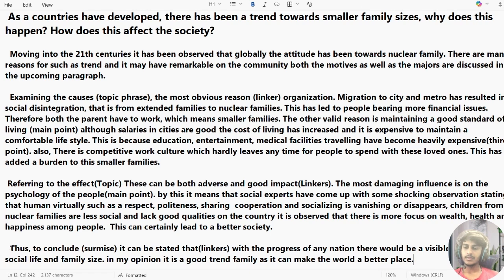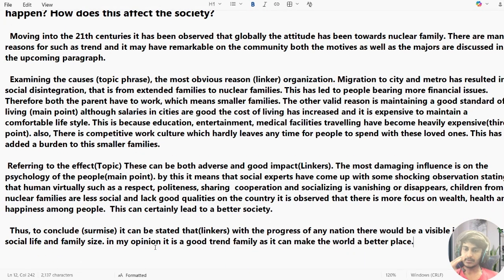So now, thus to conclude, summarize: it can be stated that with progress of any nation, there would be a visible impact on its social life and family size. It is my opinion, it is a good trend. Family can make the world a better place. A conclusion has two simple jobs: summarize the idea and give an opinion. This conclusion does both, ending on a positive note, creating a good final impression.